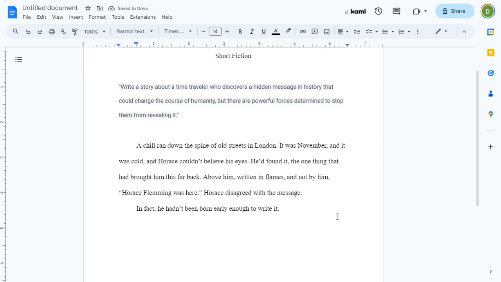Horace disagreed with the message. In fact, he hadn't been born early enough to write it. Let's knock out this transition as well. Horace Fleming was here. Horace disagreed with the message. He hadn't been born early enough to write it.